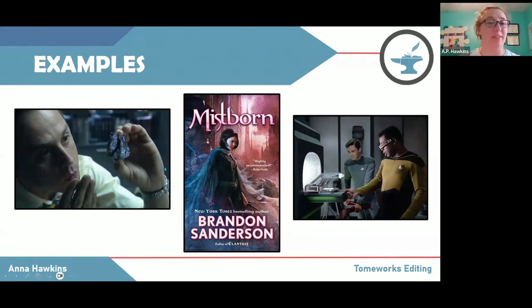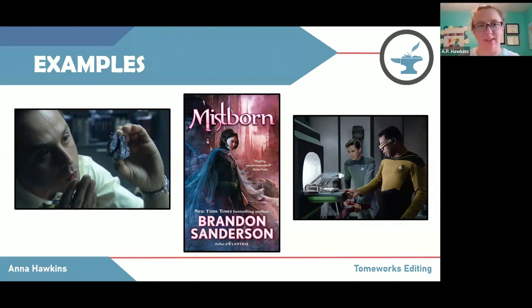Another example in the fantasy realm of speculative chemistry is Mistborn. Mistborn deals with different metals that power the magic in different ways. And the way those metals react within the body allows people who can use them to do different things.